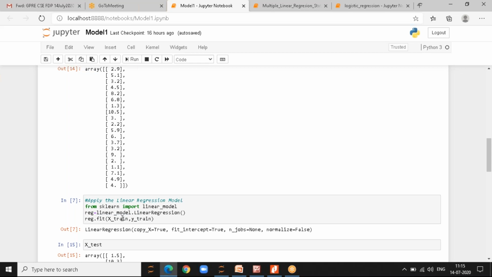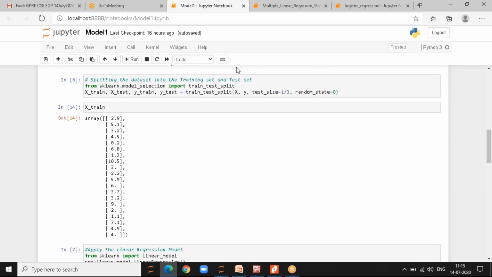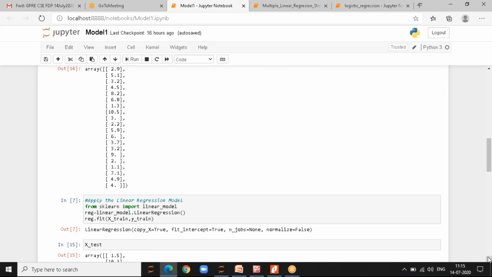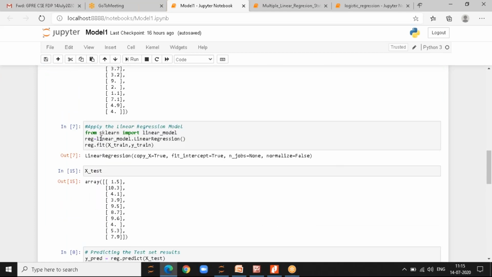So what is my training data set? X underscore train and Y underscore train are nothing but my training sets, right? These two are nothing but our training part. Because for model prediction we require only the training data sets. So we fitted it.